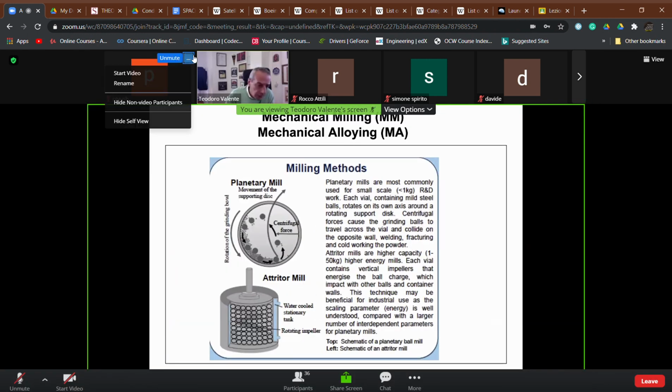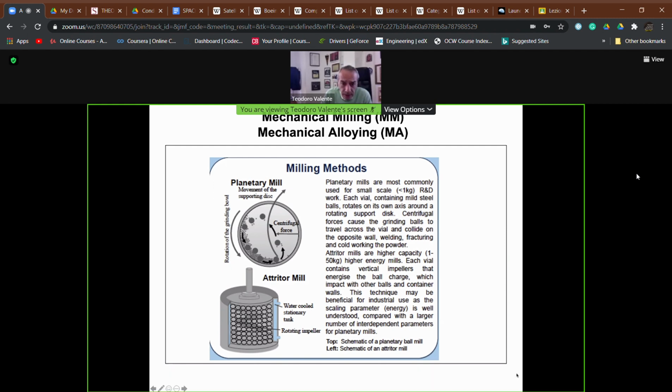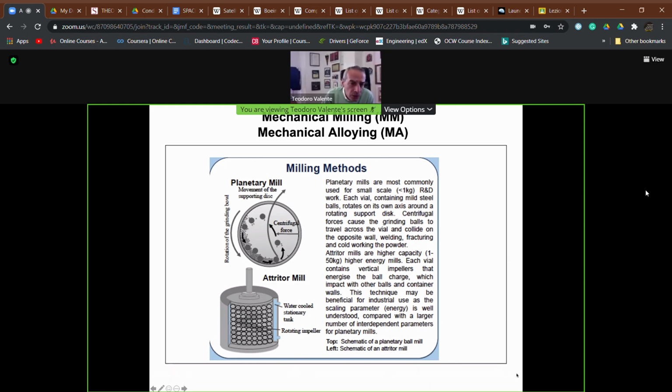We were talking about ODS materials. So let's go on. ODS materials are first of all fabricated in the form of powders. Then the powders must be consolidated, and for this we have available fabrication technologies which are classified under the class of powder metallurgy techniques.